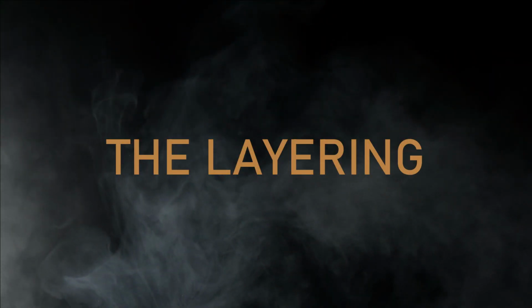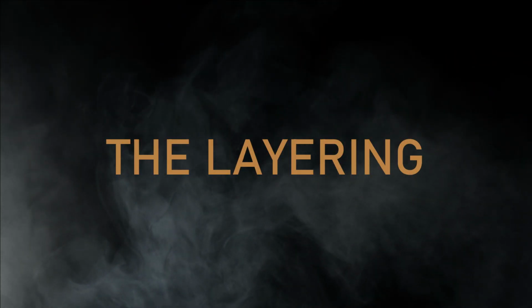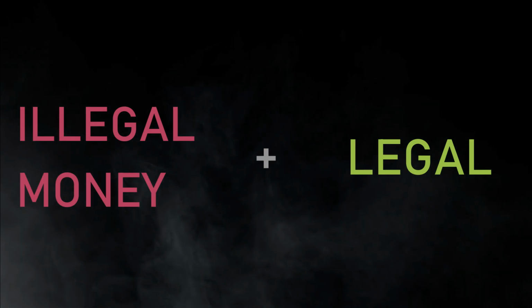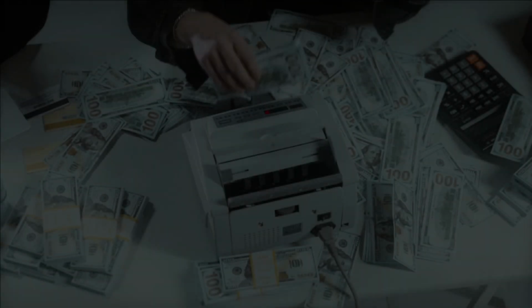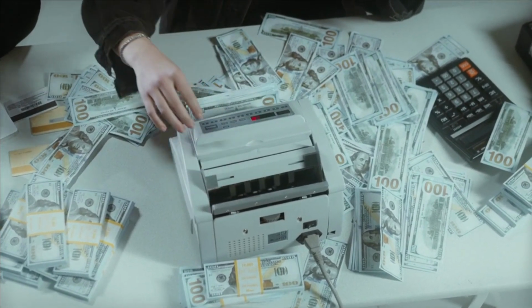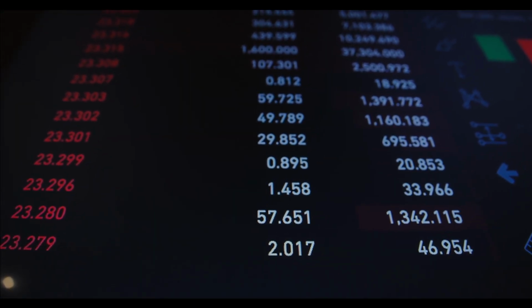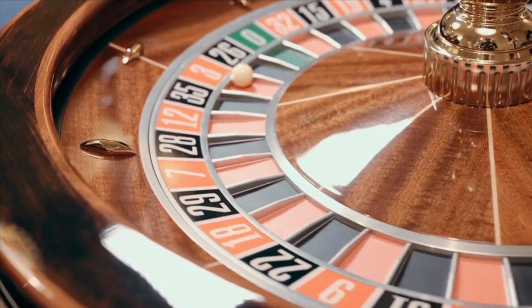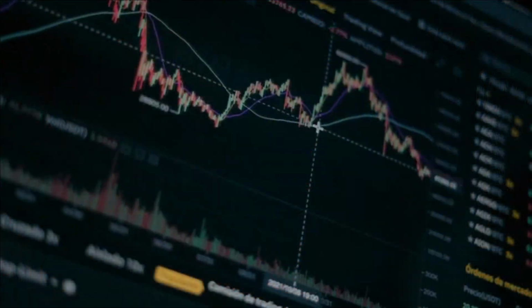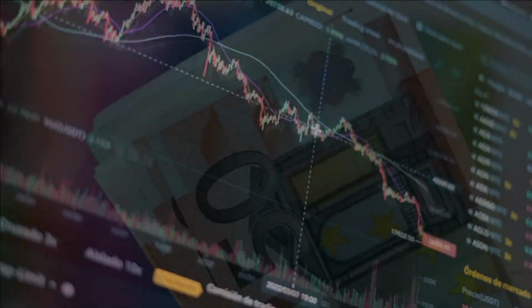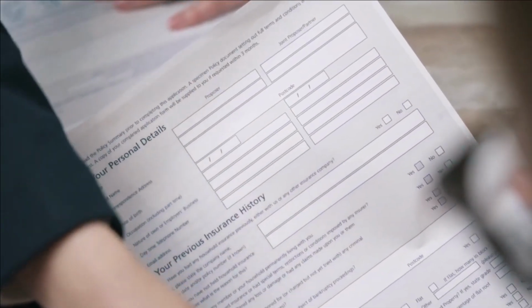The layering process is the second phase in money laundering. Layering is the process through which illegal money is combined with legal money or kept in constant movement. Layering regularly includes generating so many complex transactions that the dirty cash disappears within them. Illegal money can be used to gamble, then invested in stocks, then converted into different currencies, and then used to purchase financial products such as life insurance plans.